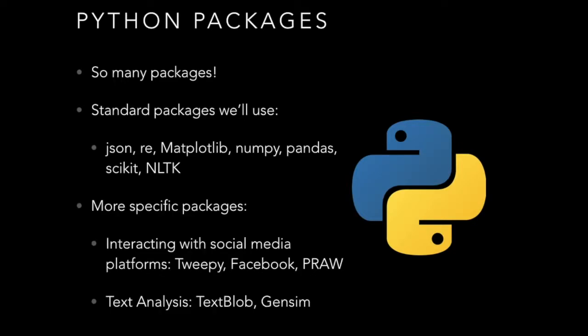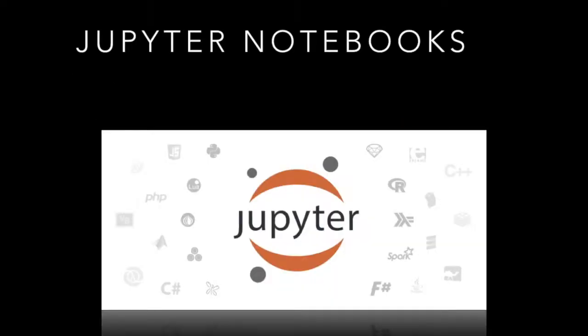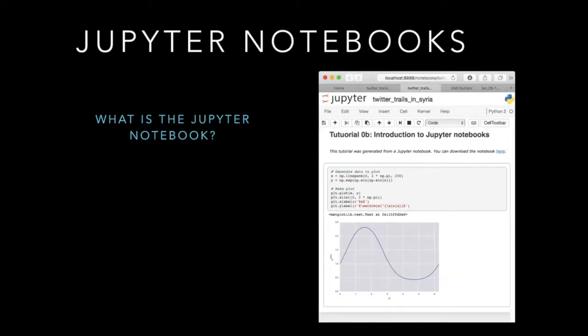These are some standard packages, but from the standpoint of more advanced, more specific analysis, we'll also look at Tweepy, Facebook, and PRAW for connecting to social media platforms, and then TextBlob and GenSim, which will give us some more text analysis capability. We're going to use all of this through the Jupyter Notebook interface. First, though, we can talk a little bit about what a Jupyter Notebook is.